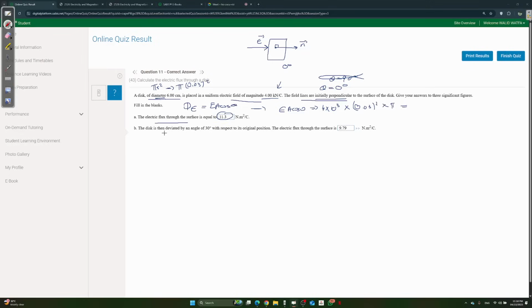Now they said it's deviated by an angle of 30. So what do you have to multiply by? What's theta now? Theta is now 30. So you have to multiply by cos 30. And you get 9.79.